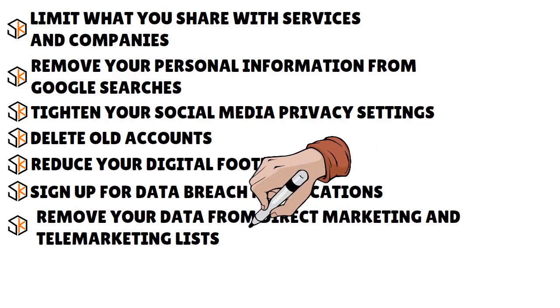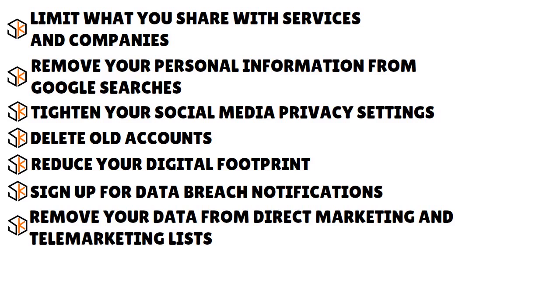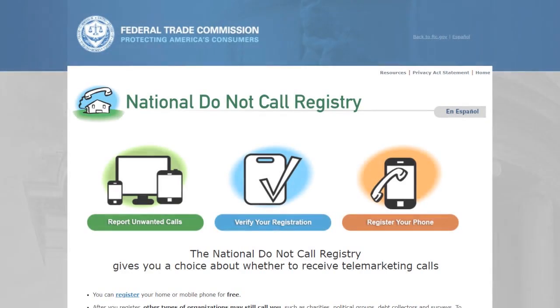And also, you want to remove your data from direct marketing and telemarketing lists. Direct marketers can make money by selling their lists to data brokers, and they do it all the time. So removing your information from these lists and placing your name on the National Do Not Call registry makes you less likely to encounter spam. You might be thinking spam is something pretty minor, but spam is actually a pathway towards your identity and your vulnerability. So you want to reduce the chances.